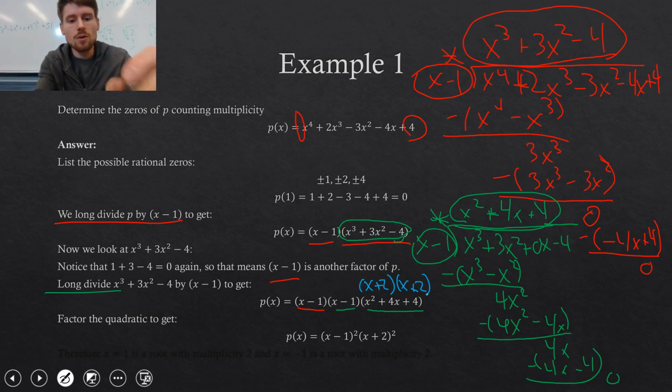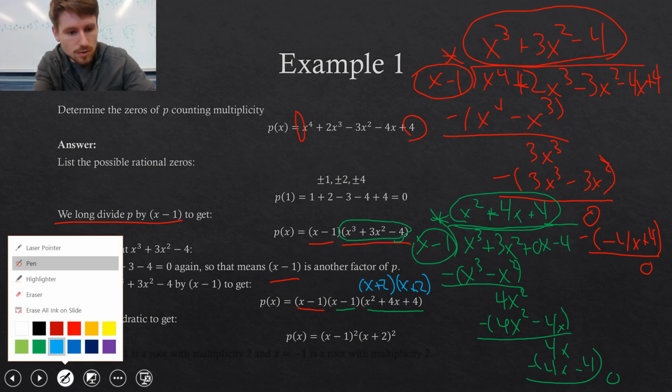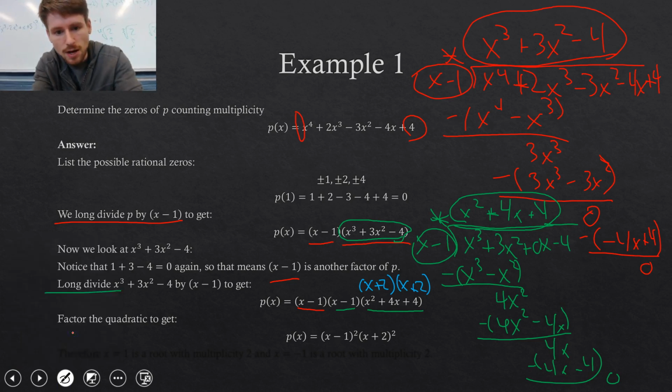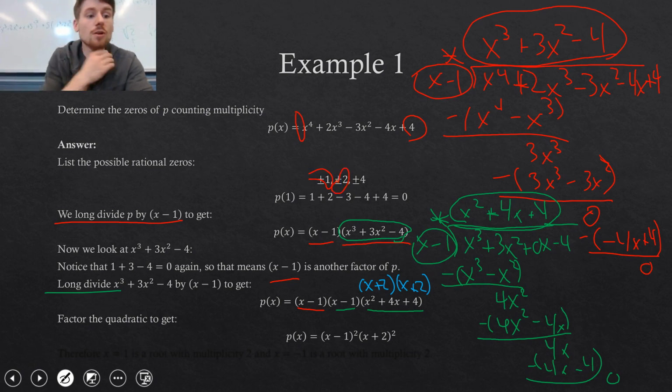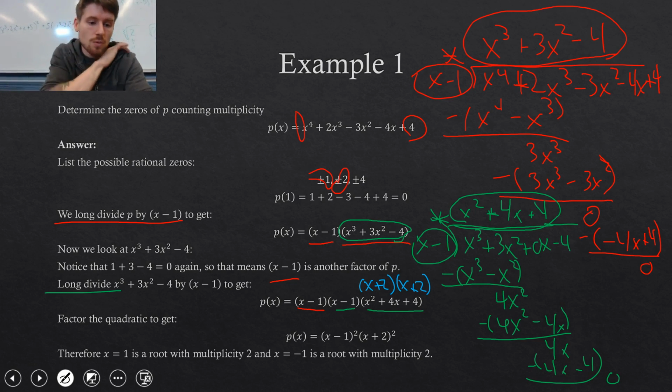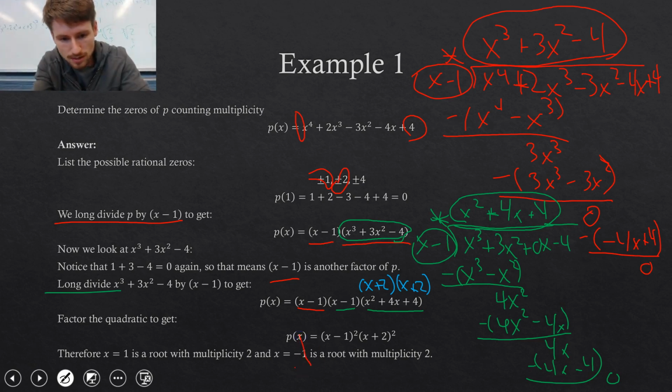So at this point, we've identified what our zeros are. We've got a root at positive 1 and a root at negative 2, and those both have multiplicity 2. So x equals 1 is a root with multiplicity 2, and x equals minus 2 is a root with multiplicity 2 as well. Okay? So in this case, it was a little hairy. We had to long divide twice because when we got to our cubic, it didn't factor nicely. But we just worked through the long division, tested it out, and found our answer.